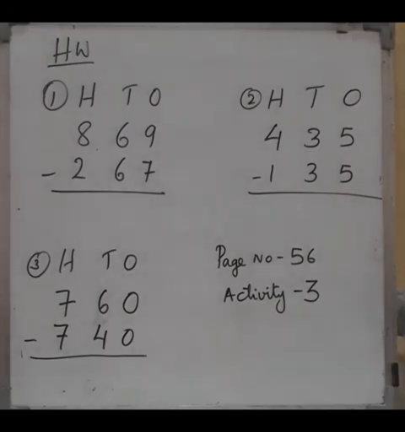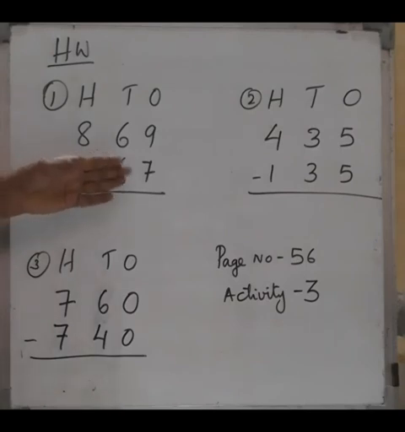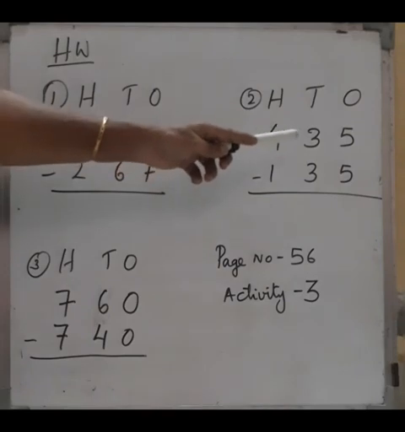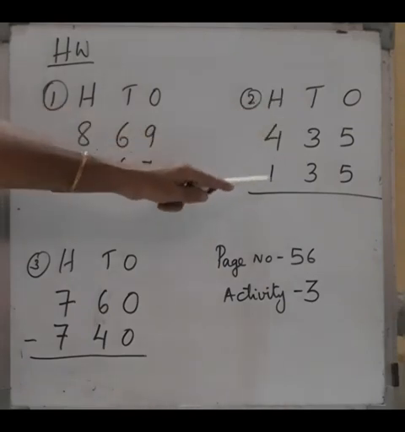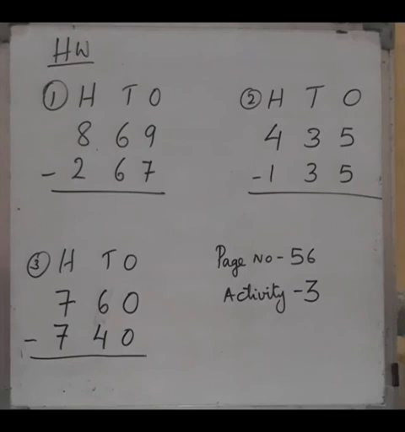Some homework for you. First question, 869 minus 267. Second question, 435 minus 135. Third question is 760 minus 740. These three questions you do in your rough notebook.